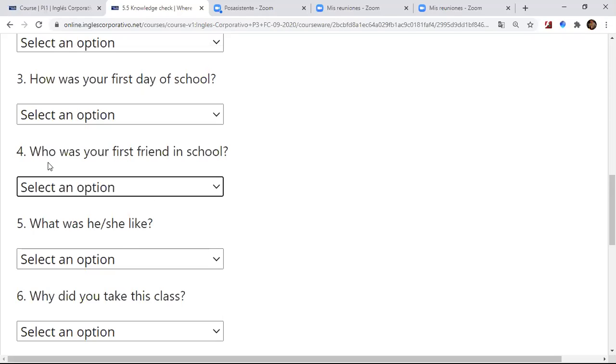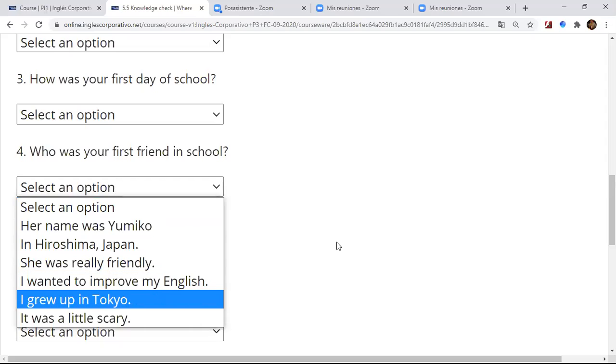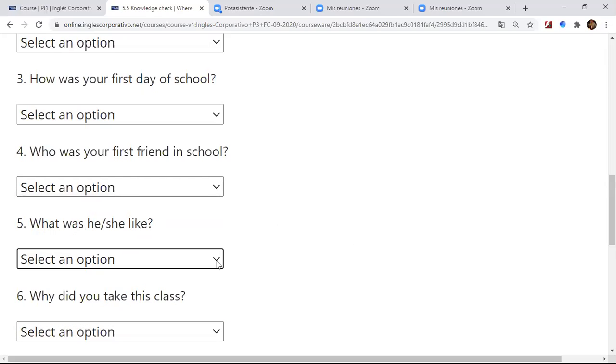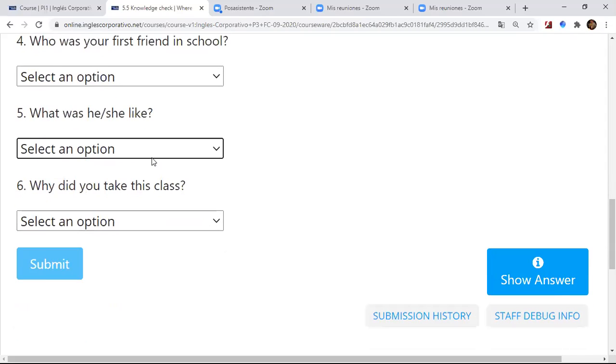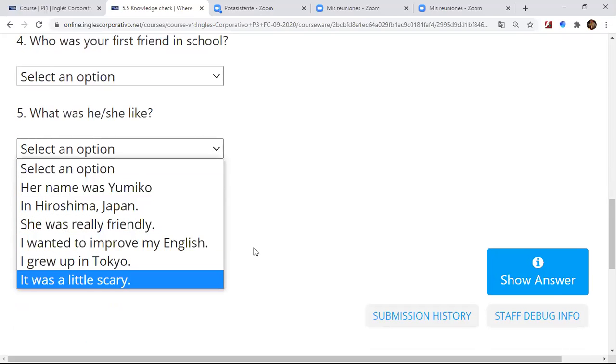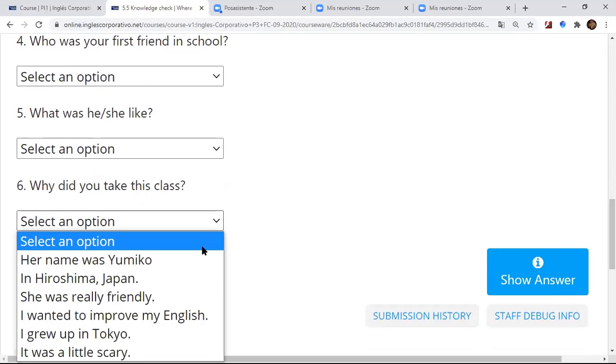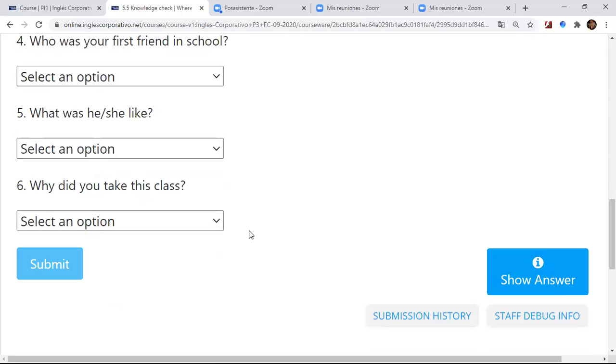And number four, who? You're going to look for a person in number four. Who? Right? He's a person, right? Who was your first friend? Number five, what was he or she like? ¿Cómo era ella? Okay, you're going to talk about a person. No, don't say, Rolando, don't say. Okay, why did you take this class? Why? Una razón por la que tomaron esta clase.